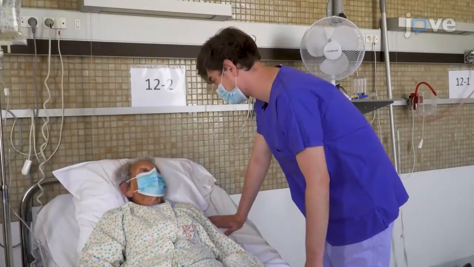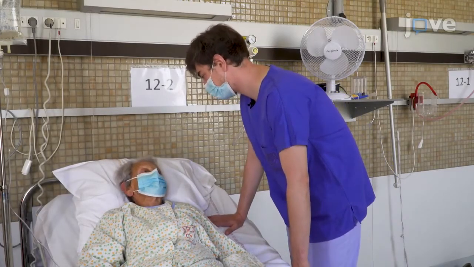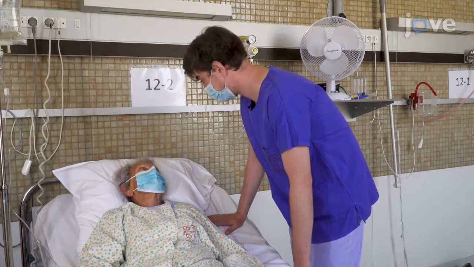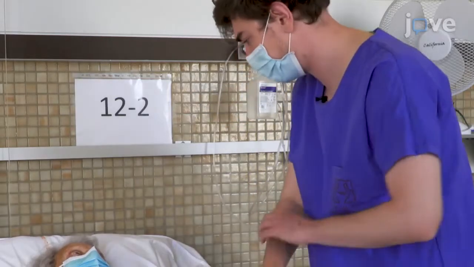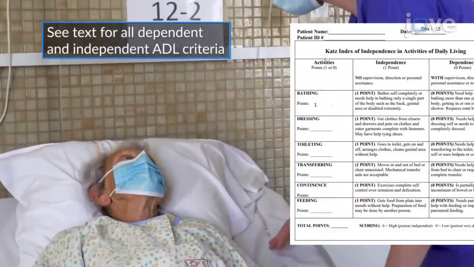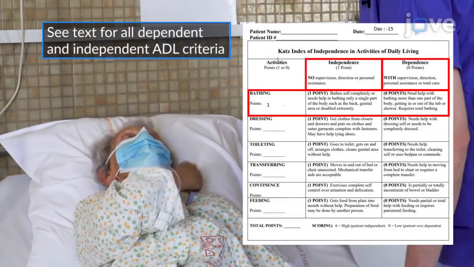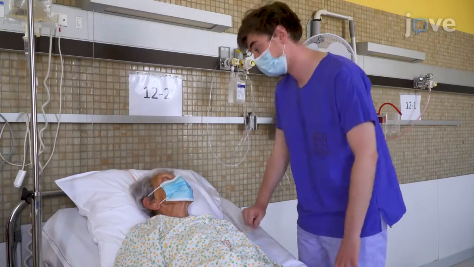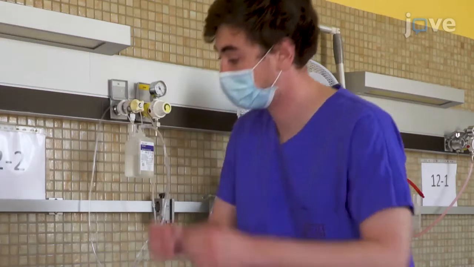To evaluate bathing, ask patients how they bathe and whether they need someone to help them with bathing. If so, ask which part of the body they require help with, and note whether they are independent or dependent in bathing activities.